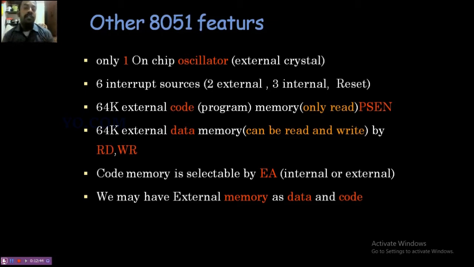In some cases the internal memory is just 4 kilobytes. So if our program size is more than 4 kilobytes, we can use external memory. The maximum size of external memory is 64 kilobytes. So if we can accommodate our program within 64 kilobytes, then we can use the 8051 microcontroller.